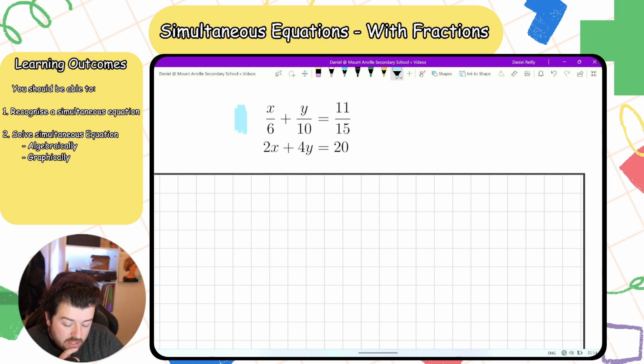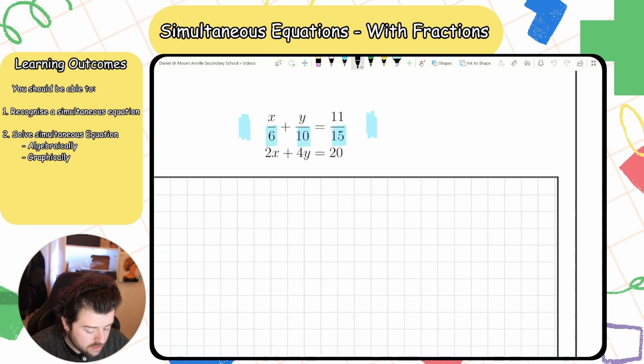Right, so what I need to do first is look at my denominators. I have 6, 10, and 15. I need to multiply across by the lowest common denominator, or the lowest common multiple. So what is the lowest common multiple of 6, 10, and 15? My lowest common multiple is going to be equal to 30. So now I multiply everything by 30.